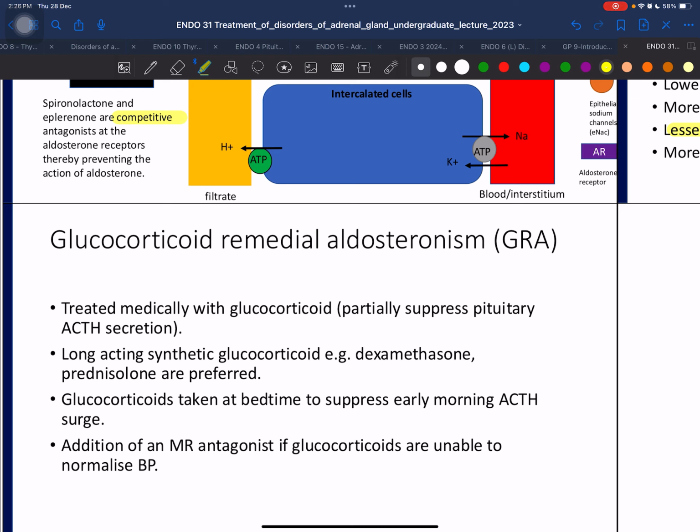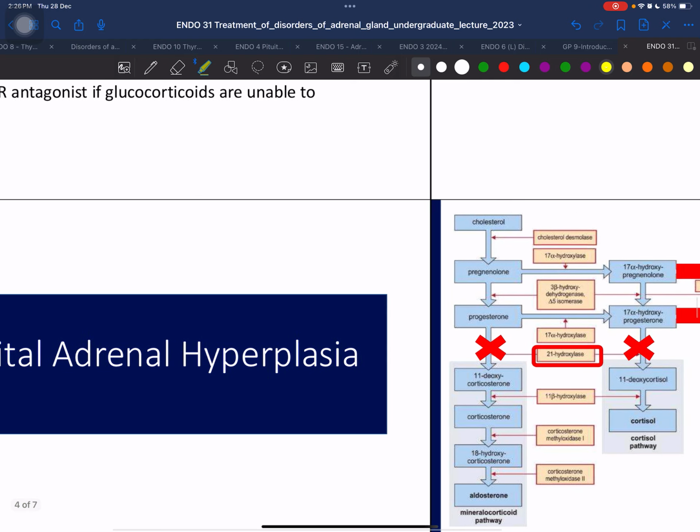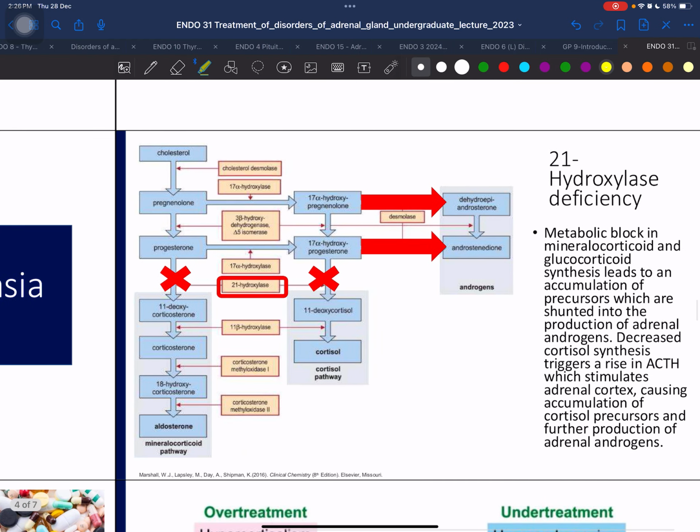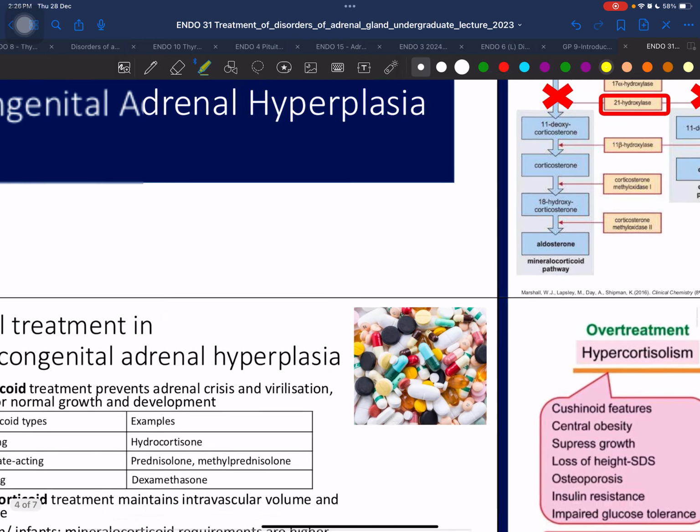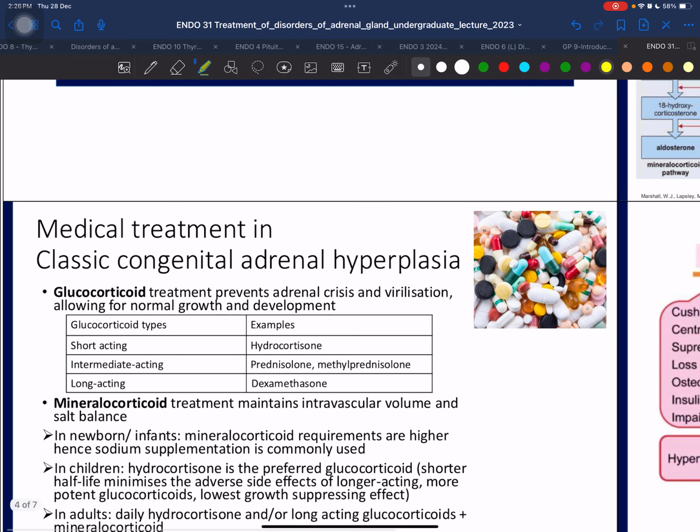We go on to congenital adrenal hyperplasia. So back to this familiar diagram again. You need to know where the blockage occurs, where's the deficiency. So, medical treatment in classic congenital adrenal hyperplasia. Glucocorticoid treatment prevents adrenal crisis and virilization to allow for normal growth and development. As you know, a lot of the cases are diagnosed in childhood, okay?